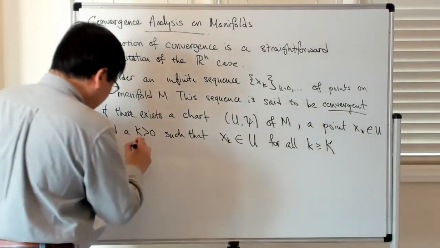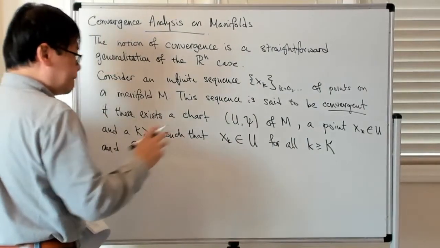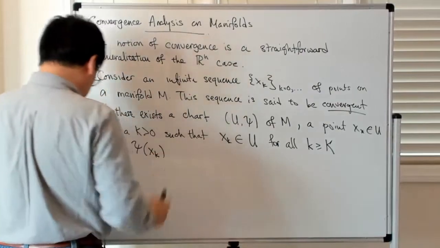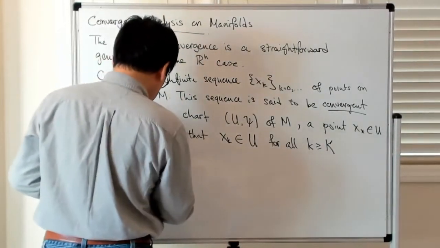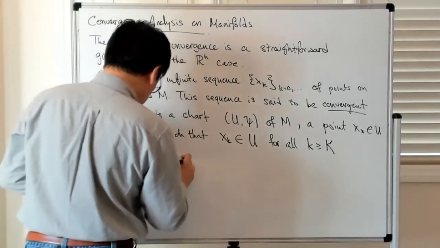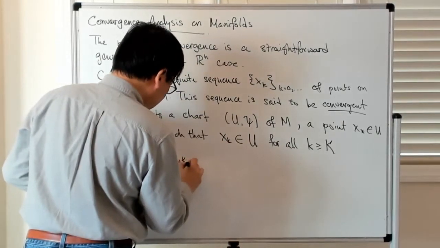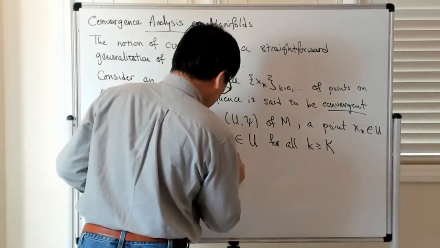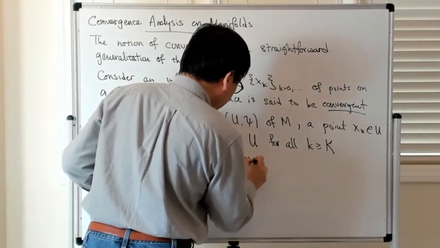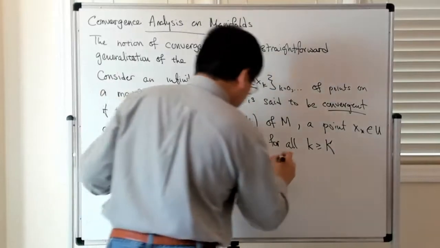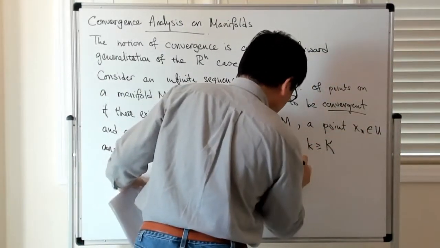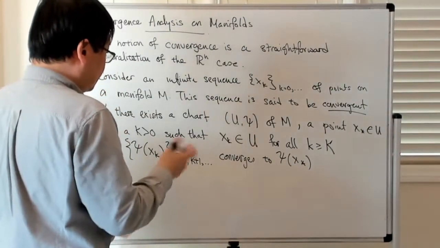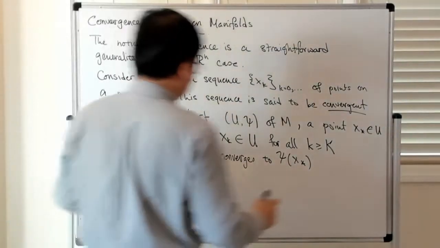if you apply the coordinate function to the xk's, you look at that, so k goes from big K plus 1 onwards, it converges to the coordinate function applied to this candidate limiting point x star, in Rn basically, right?